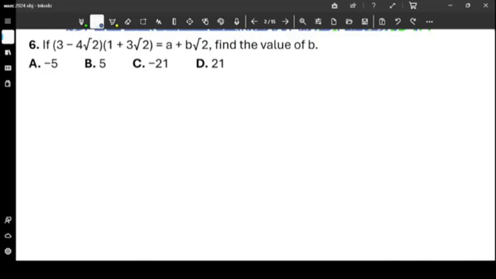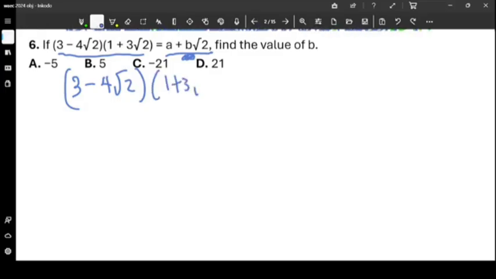Okay, so we are at question number 6. Question number 6 says: if bracket open 3 minus 4 root 2 bracket close, bracket open 1 plus 3 root 2 bracket close, is equal to a plus b root 2, find the value of b. So what it means is that we are going to expand this bracket, and whatever we get, present the answer like this, so that whatever term we have here is going to be our b.